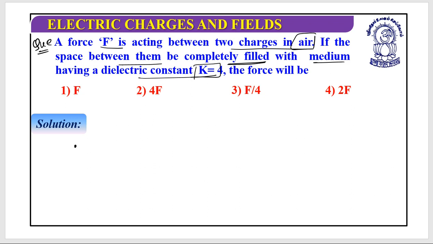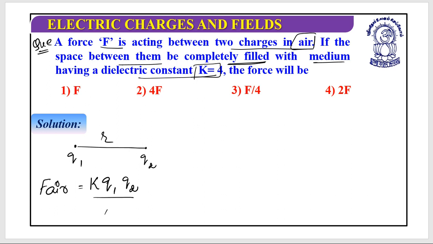Now you might know this: this is the first charge Q1, let's say this is the second charge Q2, and the separation between the two is R. Then the force acting between these two charges is K Q1 Q2 divided by the square of the distance between them. This is F, the force between two charged particles when they are placed in air.